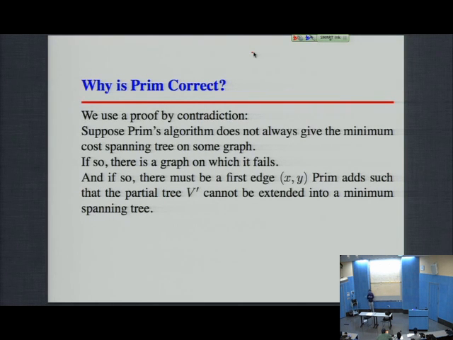Now, what is a contradiction proof going to be? A contradiction proof says to assume that the algorithm is wrong. And then let's work out the consequences of this assumption and see that we have gotten into trouble by doing so. That is what a proof by contradiction is. Correct? If Kruskal's algorithm is wrong, then there must be some graph on which it is wrong.